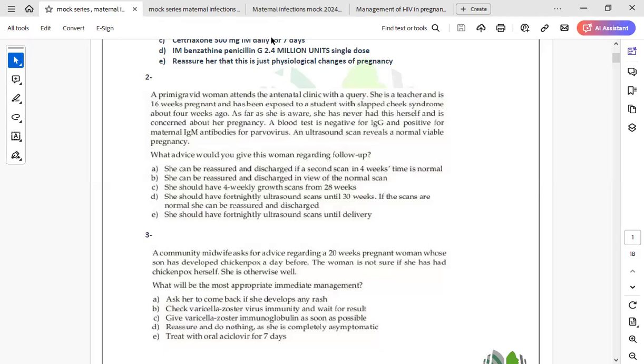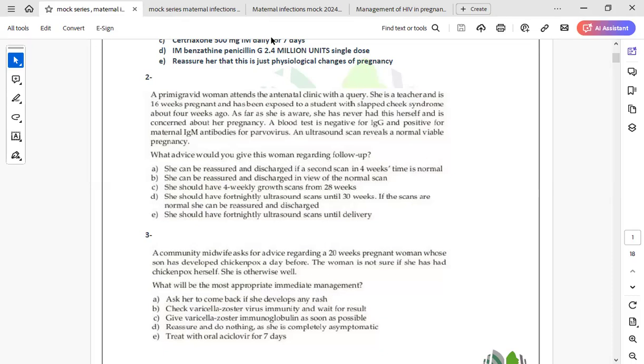Let me put it in a question. If you want to confirm congenital parvovirus infection, what investigation or modality are you going to use? No, not ultrasound. Ultrasound is not specific for parvovirus or CMV or rubella or any viral infection. If you want to make sure of a definitive diagnosis for congenital infection, yes, excellent.